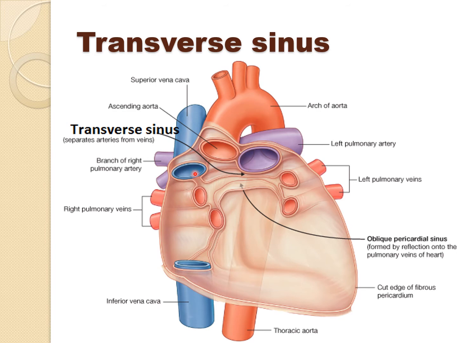Now above there is the bifurcation of the pulmonary trunk. This is the pulmonary trunk, the left pulmonary trunk and on the right side the right pulmonary trunk. Here is the bifurcation of the pulmonary trunk. Below there is the upper surface of the left atrium. This is the cavity of the left atrium, so the upper surface of the left atrium lies below. So this is the transverse sinus.